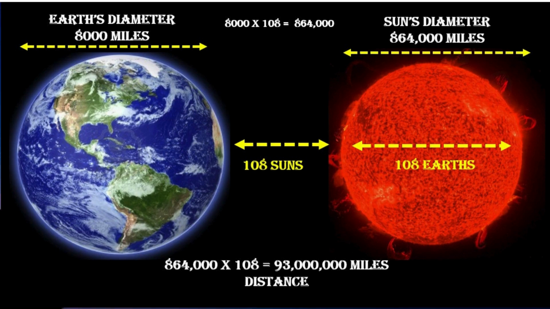The Sun is about 108 times the diameter of Earth, and the distance between the Earth and the Sun is also approximately 108 times the diameter of the Sun. Ancient cultures from India to Egypt to South America revered this number. Modern astronomy is starting to decode and wonder about the precision of these cosmic harmonies.